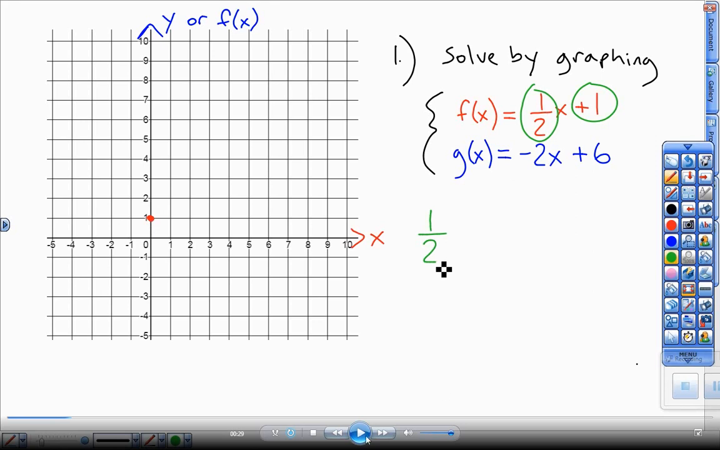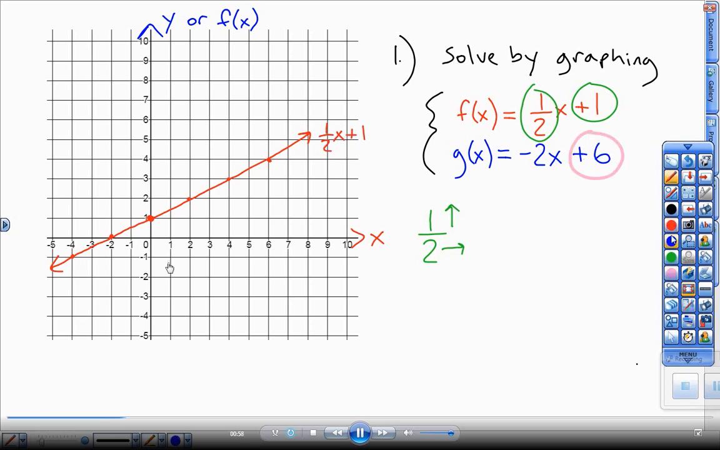So 1/2, my rise and run means from that point 1, I'm going right 2 boxes, up 1, right 2, up 1. Be able to stair step the opposite way, down 1, left 2, down 1, left 2. Draw your line through them. Take the time to label that line, 1/2 x plus 1, that's f of x. Now graph the blue line.